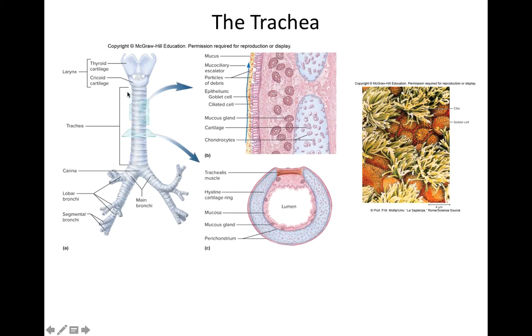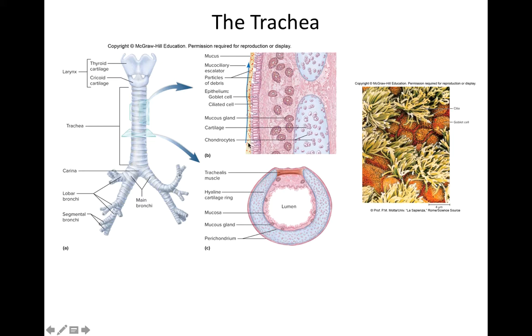So here are our C-shaped cartilage rings. This is what they look like. Here's that trachealis muscle. So you can picture the esophagus right here. And so when you swallow, the esophagus expands anteriorly into this muscle, and that allows you to swallow there.